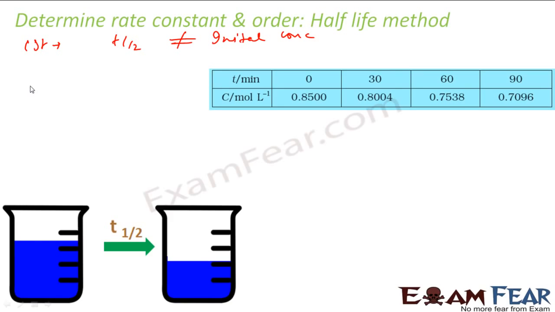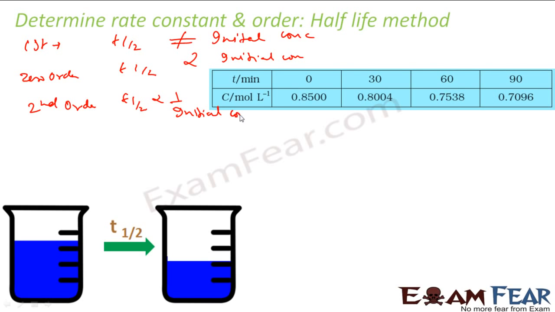Correct? For the zero order equation, my half-life is directly proportional to initial concentration, and for the second order equation, my half-life is inversely proportional to initial concentration. This is something which we have seen. This is the fact we have seen, right? For zero order equation, half-life is directly proportional to initial concentration. First order equation, half-life is not related to initial concentration. For second order equation, half-life is inversely proportional to initial concentration.